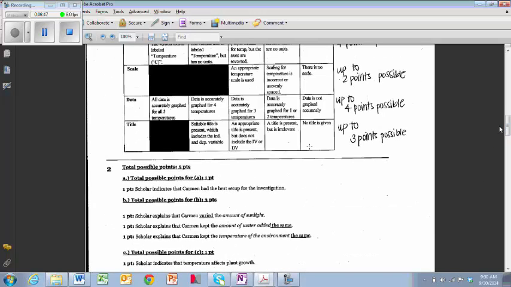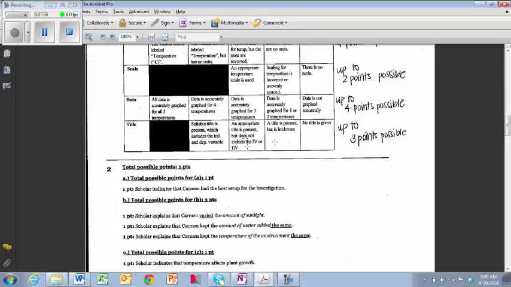If you take a look up here, if there is an appropriate title but it does not include either the independent variable or the dependent variable, so for example, if they label it as temperature, they would only be awarded 2 points for that. Or if they label the graph as days of the week, they would only be awarded 2 points.